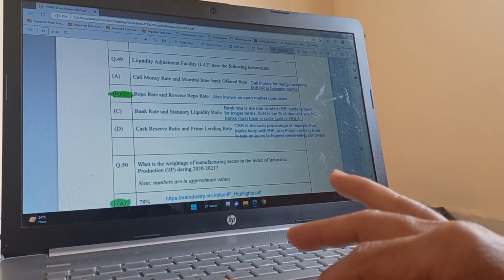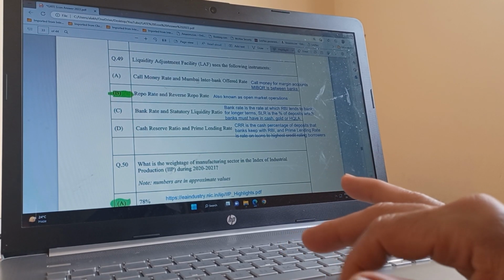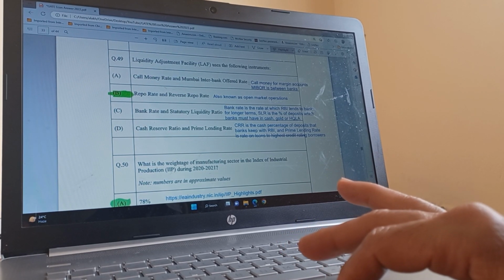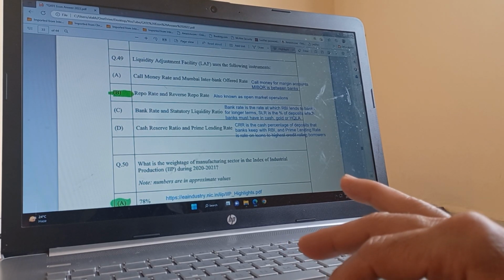So the answer of this, uses the following instrument. It says call money rate and Mumbai interbank offer rate, means MIBOR.